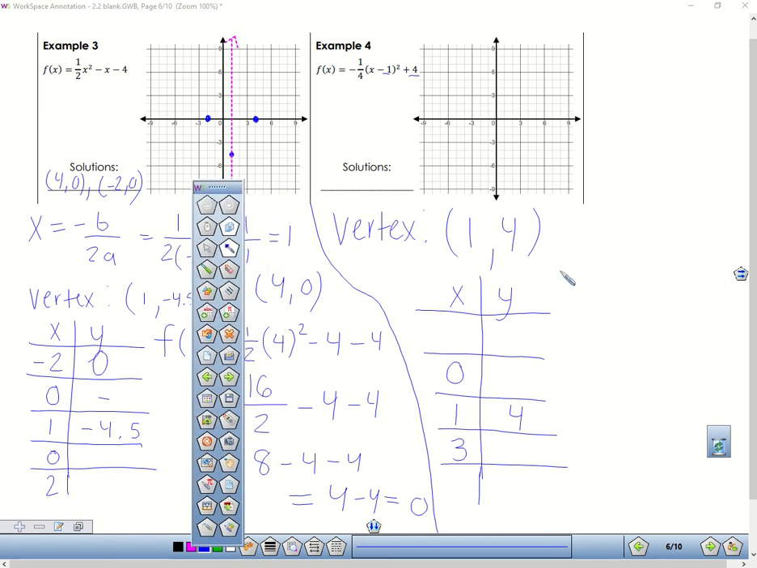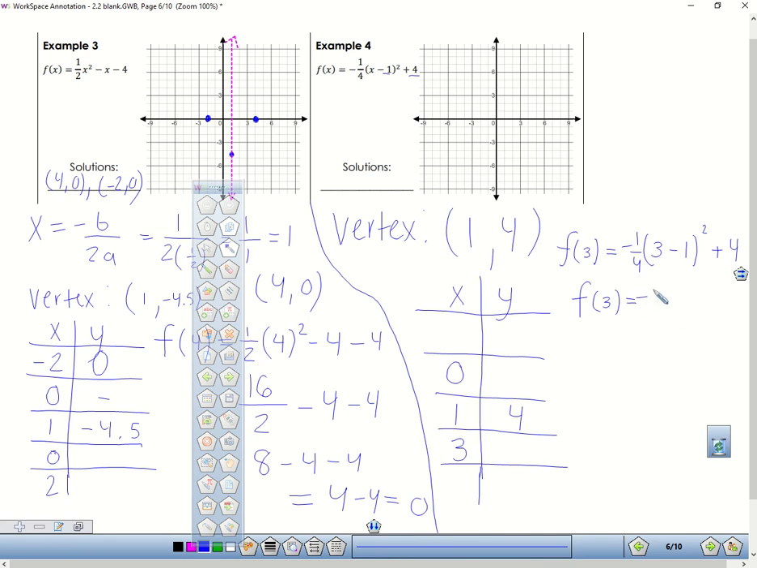So let's plug in 3. So that's f of 3 is equal to 1/4 times 3 minus 1 squared plus 4. That's going to give me f of 3 is equal to 1/4 times 4 plus 4. That's going to give me f of 3 is equal to 4. I'm sorry, not 4. That's going to be 5.